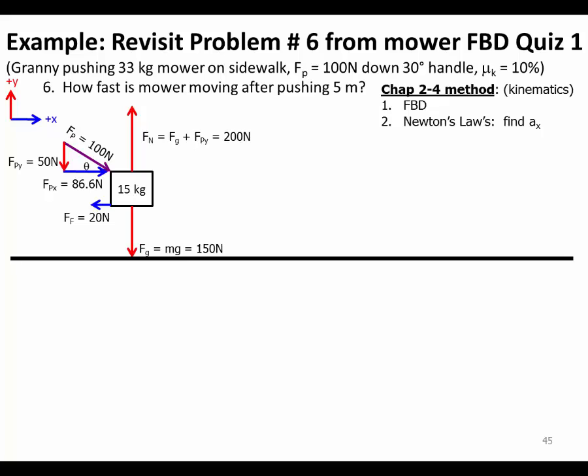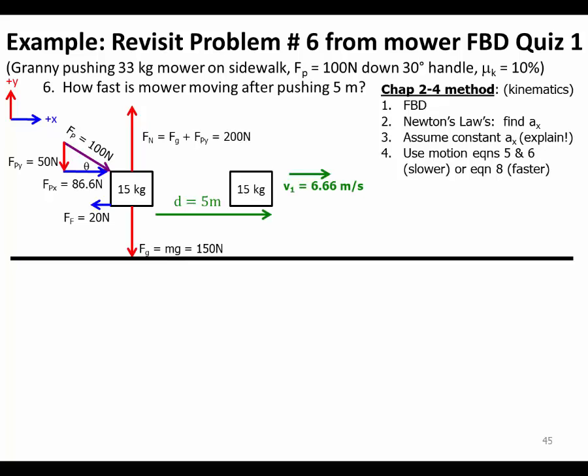The next thing you needed to do to find how fast the mower was moving was to find the acceleration. And the acceleration is to the right for this process. The person is pushing to the right, it will accelerate to the right. To find that, first of all, you needed to assume constant acceleration, and we applied Newton's second law, and we could find the acceleration, which we found to be 4.44 meters per second squared. Then we used equations 5 and 6, or we could have used equation 8, which is a little bit quicker, using the acceleration, our displacement, and our initial and final velocities. We can find our final velocity, and we found that the final velocity is 6.66 meters per second.